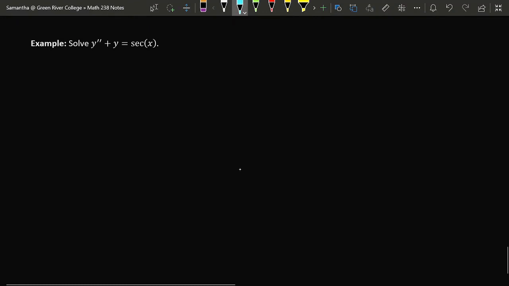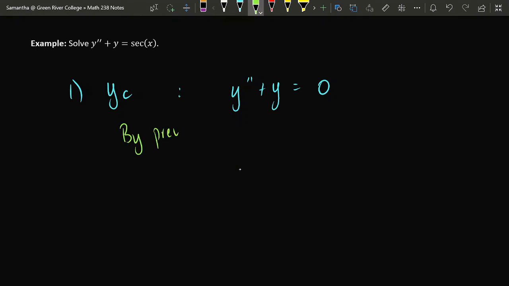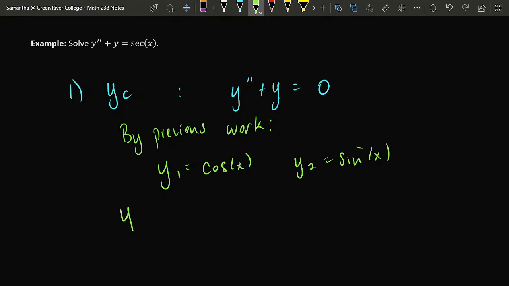Let's do a similar example, y double prime plus y. This time let's let it be equal to secant. And we're going to begin, of course, by investigating the homogeneous version of this equation. But the homogeneous version of this equation is exactly the same thing it was in the previous exercise. So just borrowing that work, we already know that two complementary solutions are given by cosine and sine, and therefore the complementary function is given by c1 cos plus c2 sine.